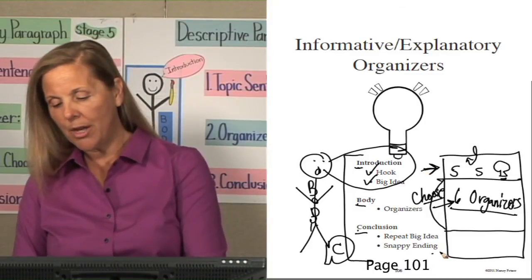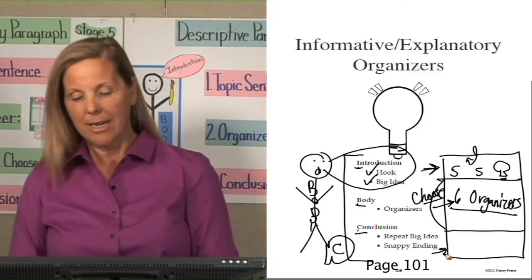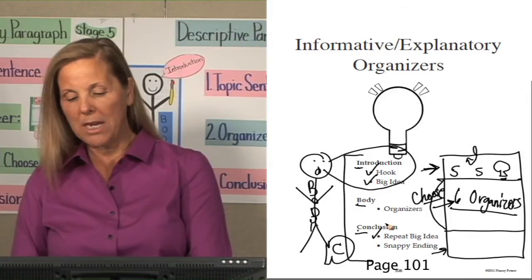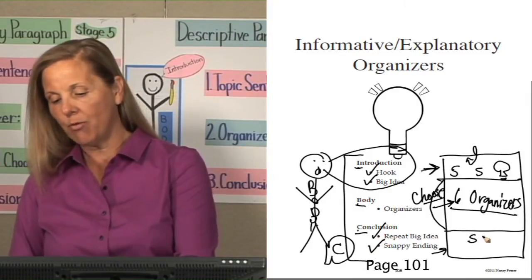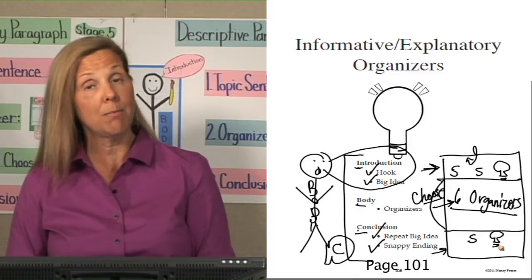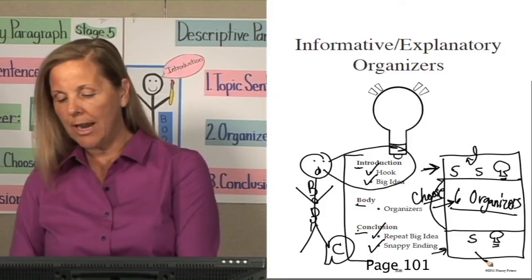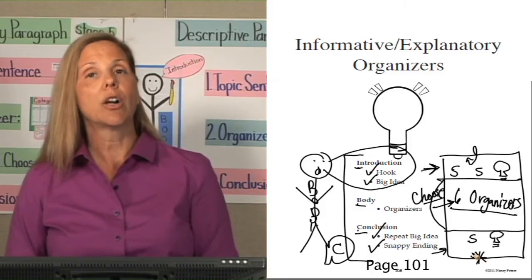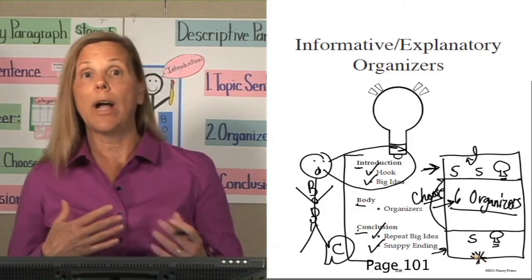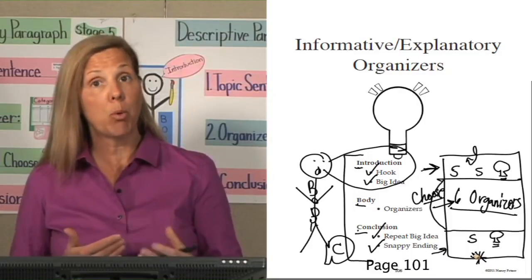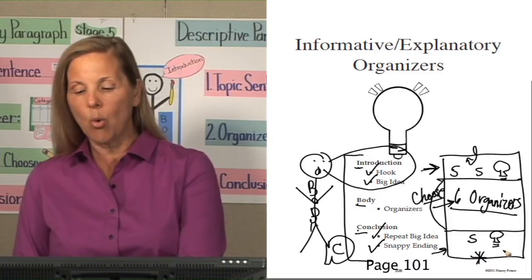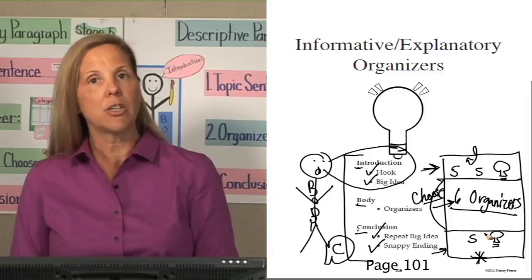And finally on the bottom, we have our conclusion. And our conclusion is going to repeat the big idea and have a snappy ending. So I'm going to have a secret formula, S lightbulb, for our conclusion. And again, we'll go through what that means in a moment. And then we're going to put an asterisk there for our snappy ending. That's why does this information matter? What's the importance of it? This is our basic organization of our informational writing.